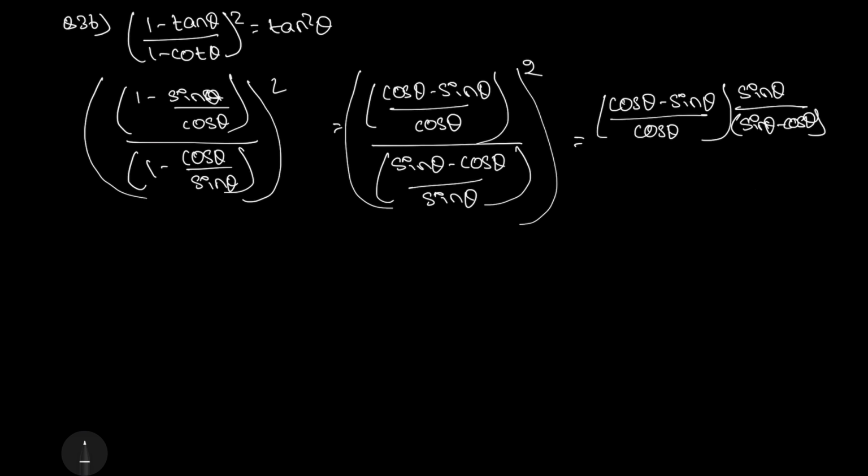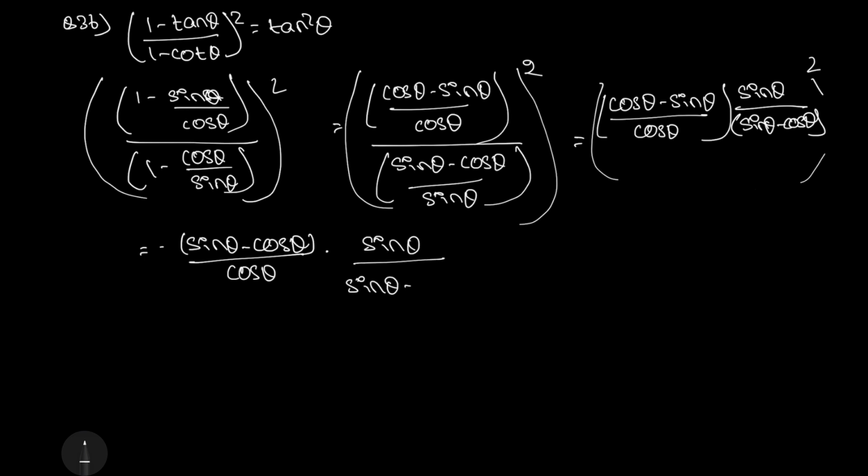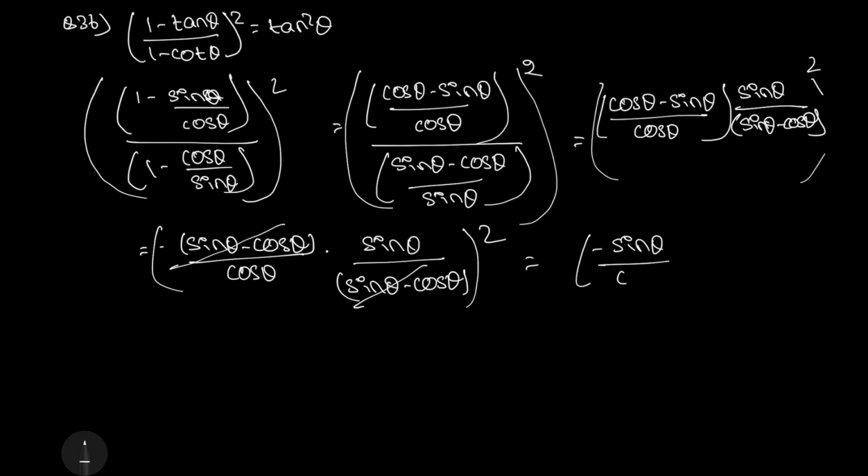If you observe, here we have a minus b and b minus a. So I will take out the negative sign as a common from any one of these terms. I will take out the minus sign. Here we'll get sin theta minus cos theta, whole square, by cos theta into sin theta by (sin theta minus cos theta) whole square. So here we can cancel out these two terms. Our remaining value is minus sin theta by cos theta, whole square. And we know sin by cos is nothing but tan, so minus tan theta whole square is nothing but tan square theta. Minus of minus is plus.